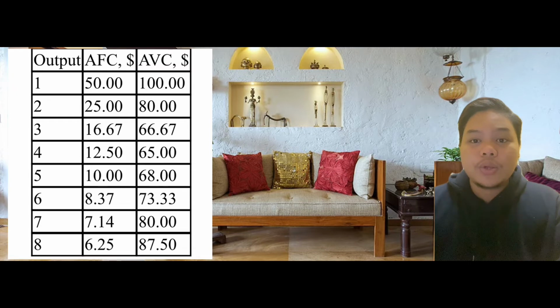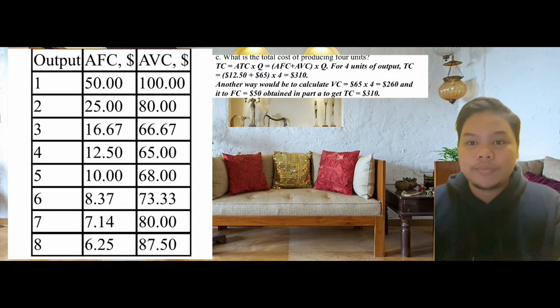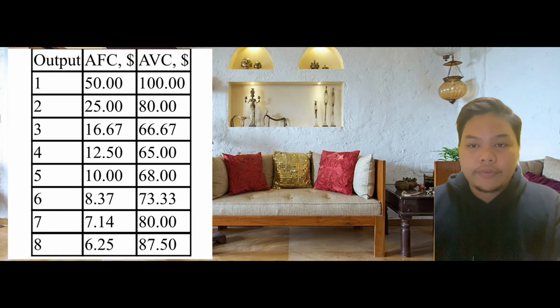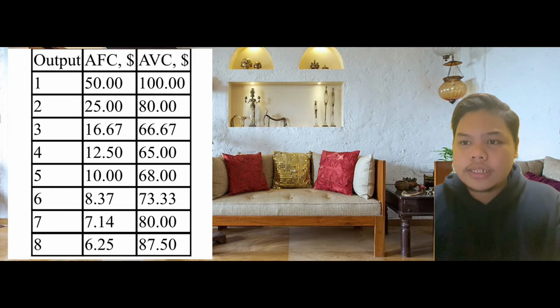TC equals ATC times Q, which equals AFC plus AVC times Q. For 4 units of output, TC equals 12.5 plus 65 times 4. We get the answer 310. Another way to calculate it is VC equals 65 times 4 equals 260, and add FC equal to 50 obtained in part B to get TC equal to 310.